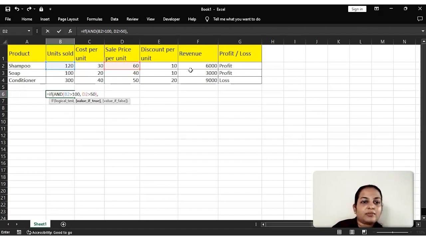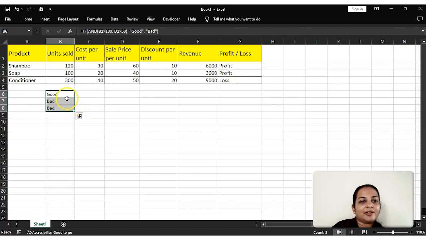Add a comma. Now I'm going to say that if it is true, I'm going to say good. For the false part, let me say bad. Again, let me close the bracket for IF. Press enter. You can see it's saying good. Control D.